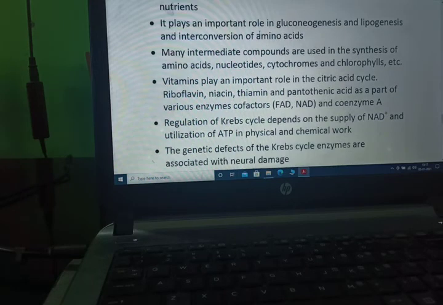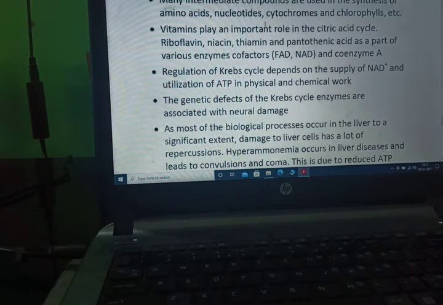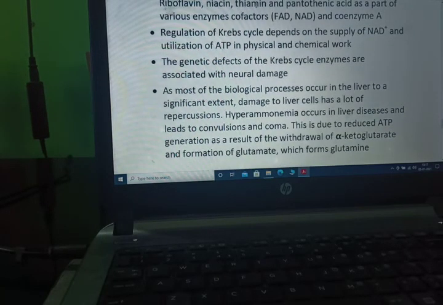It plays an important role in gluconeogenesis. Gluconeogenesis means formation of new glucose molecules. Many intermediate compounds are used in the synthesis of amino acids, nucleotides, cytochromes and chlorophyll, etc. Vitamins play an important role in the citric acid cycle, that is riboflavin, niacin, thiamine, pantothenic acid, etc. Regulation of the Krebs cycle depends on the supply of NAD+ and utilization of ATP in physical and chemical work.